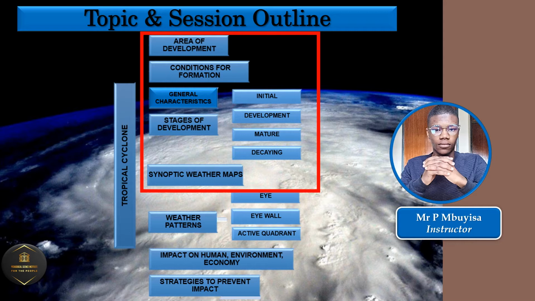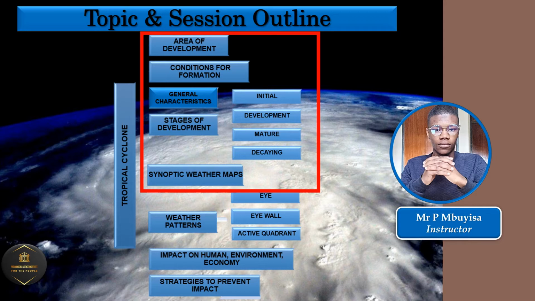Now, without wasting any time, let's talk about the outline for today. As you can see on your screen, for this topic you basically have to know what we covered in the previous topic, mid-latitude cyclones. So you need to know where the systems develop, the area of development, and the ingredients necessary for the system to form. That is basically the conditions necessary for this system to form. Again, you need to know what characterizes the system. How do you identify it? So you need to cover general characteristics associated with tropical cyclones.